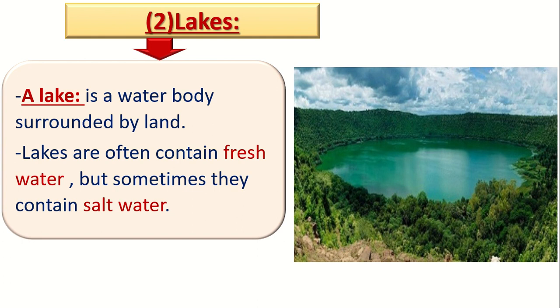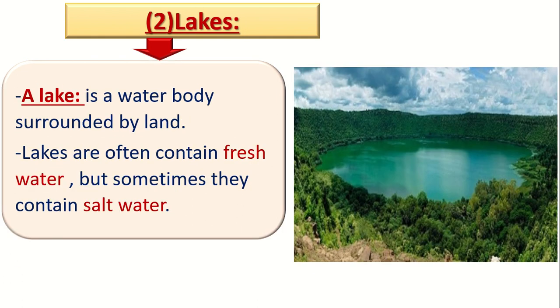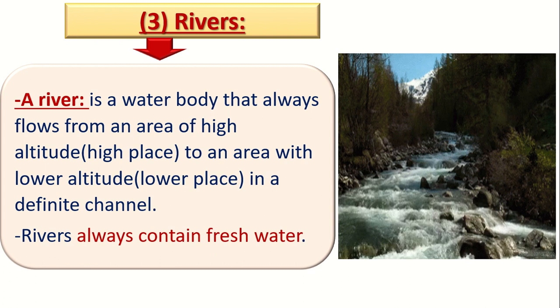Lakes often, or most of the time, contain fresh water. But sometimes lakes contain salt water. So most of the time lakes have fresh water, but sometimes they have salt water. So what are lakes? Lakes are water bodies surrounded by land, and most of the time they contain fresh water, but sometimes they contain salt water.